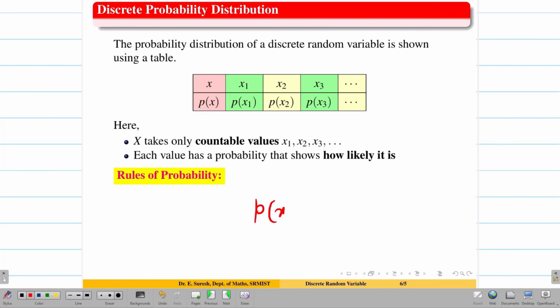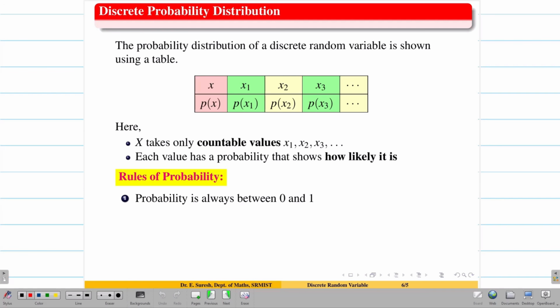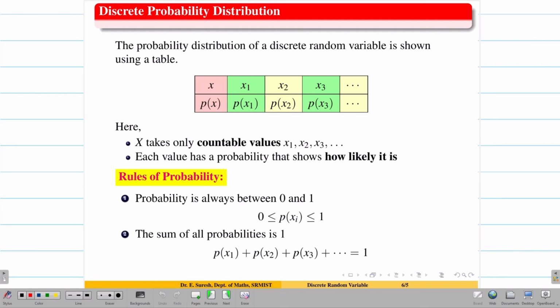And very important, their probabilities should lie between 0 and 1 and the total probability is always 1. That is, summing all the probabilities we get 1. These two things you have to keep in mind for problem solving purposes.